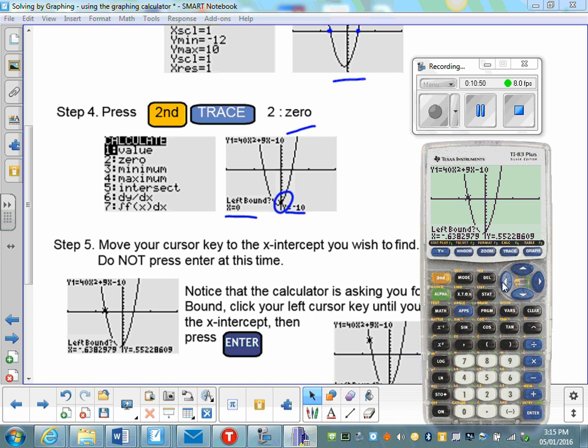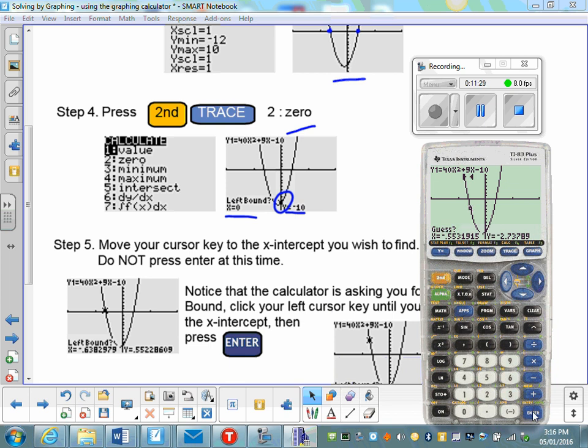It's not right at negative 0.638 and so on there. I'm going to move a couple of spots to the left of that, and I'm going to press enter. So I'm basically making a mark that's a little bit to the left of that first x-intercept. So I hit enter. Now I have to do right bound. So for right bound, I need to move a couple spots past where the x-intercept is, and I'm going to hit enter on that.